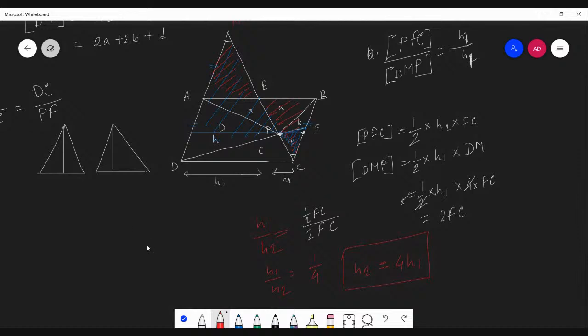So now it's our H1 and it's our H2. What is the total height? Suppose H is the total height. So H1 plus H2 is actually 4 H1 plus H1, which is equal to 5 H1. So H1 is 1 by 5 of H.